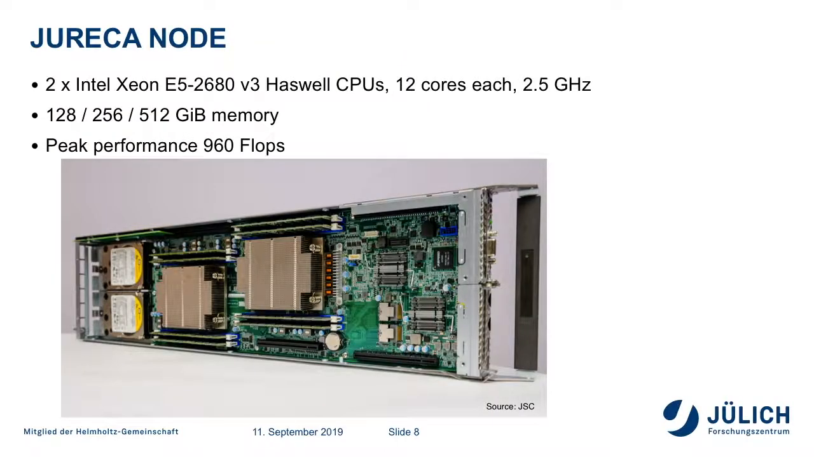Let's have a look inside a node. This is a node. It has 2 Intel Haswell CPUs, and each CPU has 12 cores. That means that one node has 24 cores. And usually this node has 128 GB memory. So for example, our test case from the motivation slide, this copper silver, will fit on one such node, but not the bigger one.